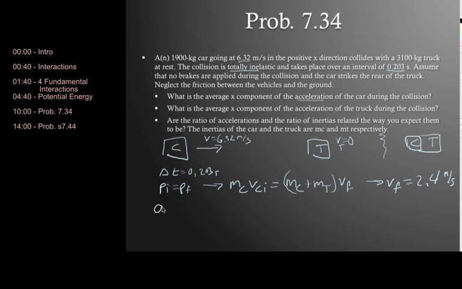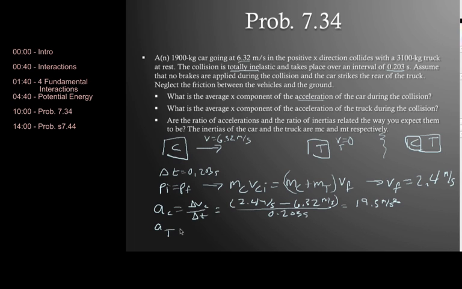Alright, so then my acceleration of the car is going to be dv_c over dt. So the car's final velocity is 2.4 meters per second, and the initial is 6.32 meters per second. And divide that all by the 0.2 seconds that the collision occurs over. And so this is going to be 19.3 meters per second squared.